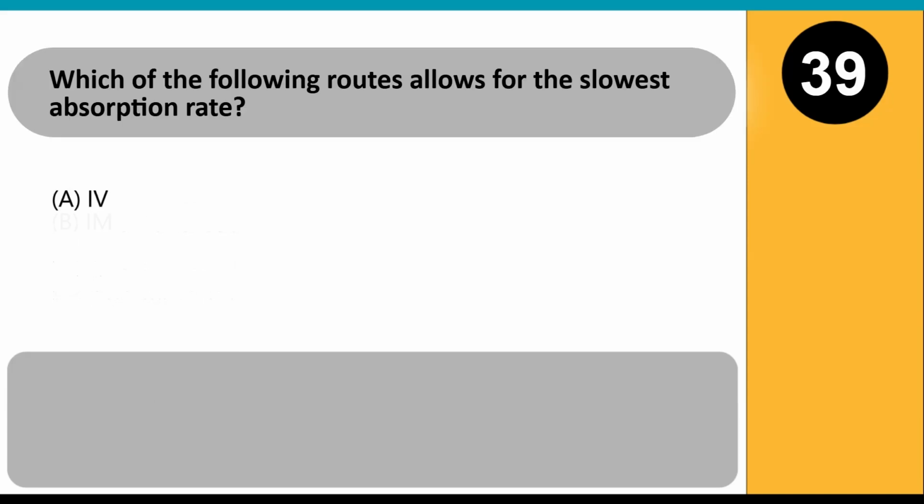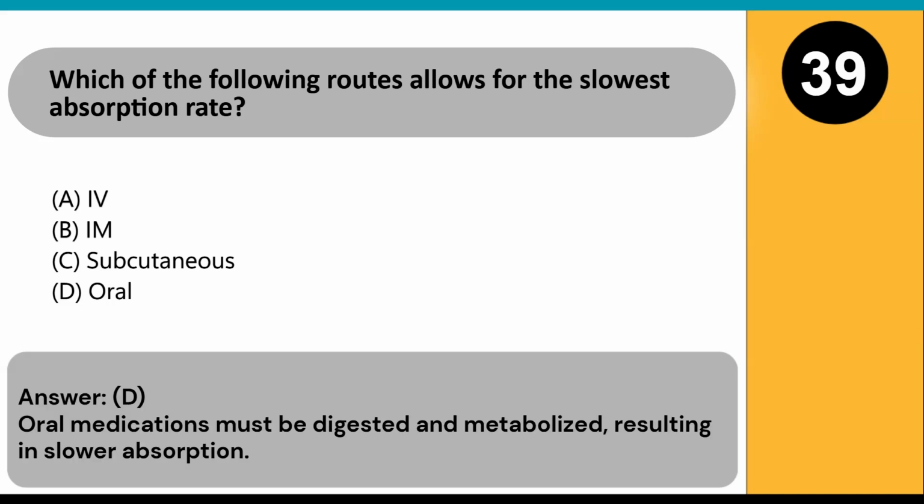Which of the following routes allows for the slowest absorption rate? A. IV. B. IM. C. Subcutaneous. D. Oral. Answer D. Oral medications must be digested and metabolized, resulting in slower absorption.